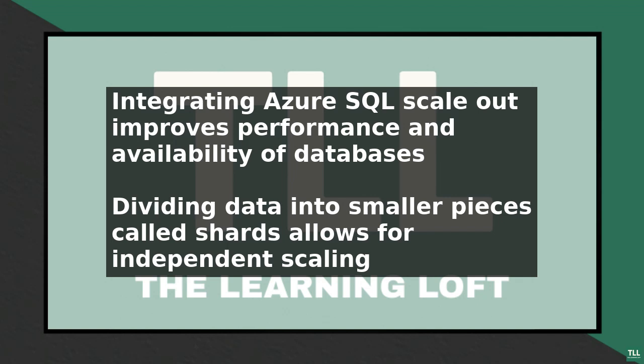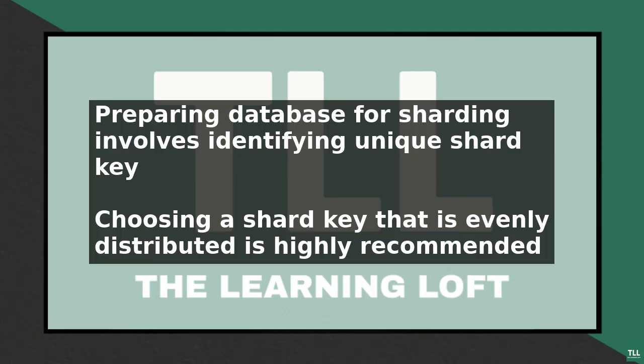This involves identifying the shard key, which is the column or set of columns that will be used to determine which shard each piece of data belongs to. You should choose a shard key that is unique and evenly distributed, such as a customer ID or order number.